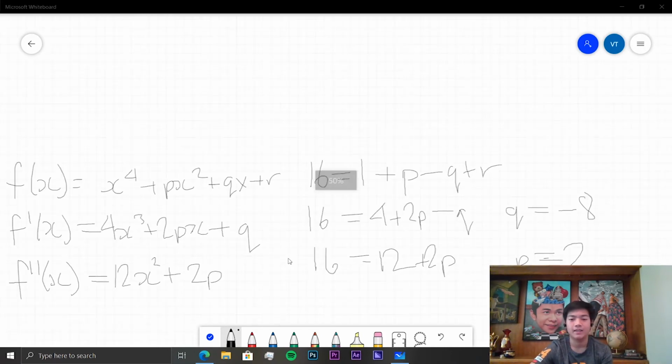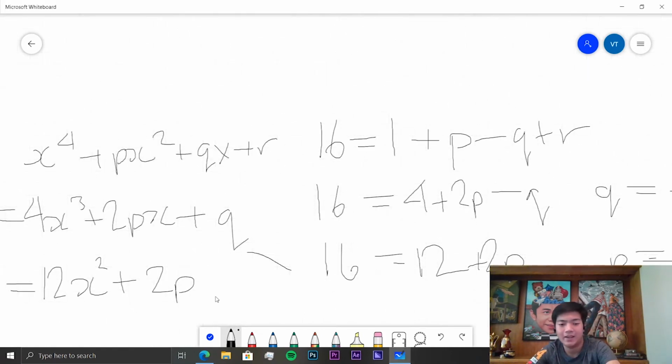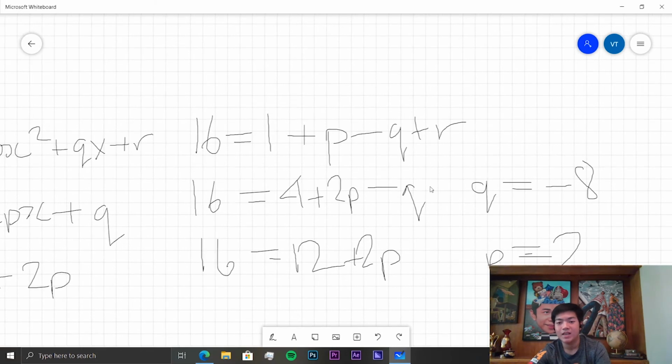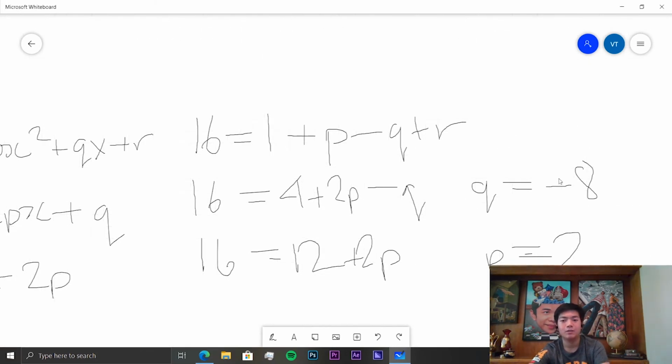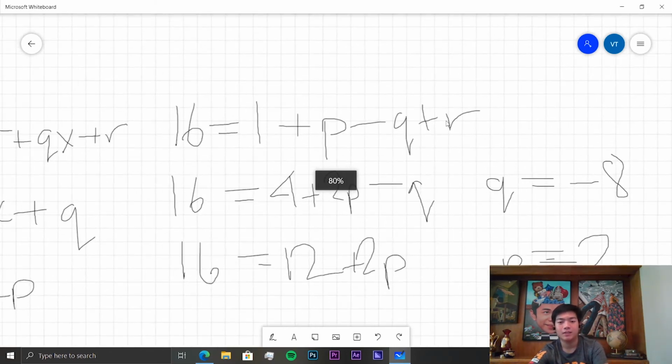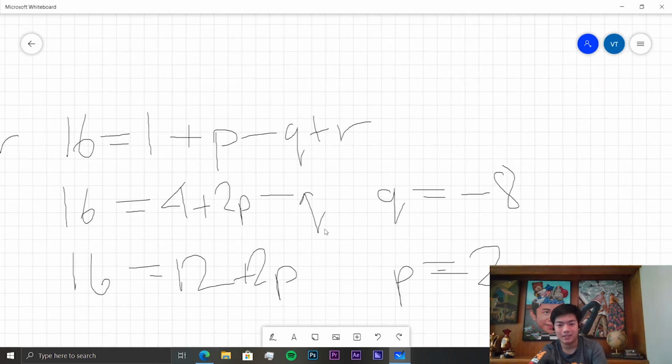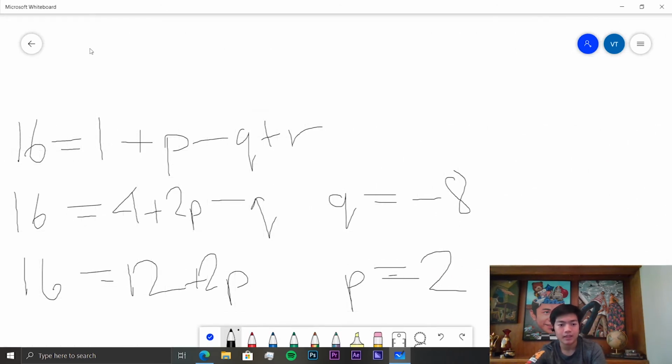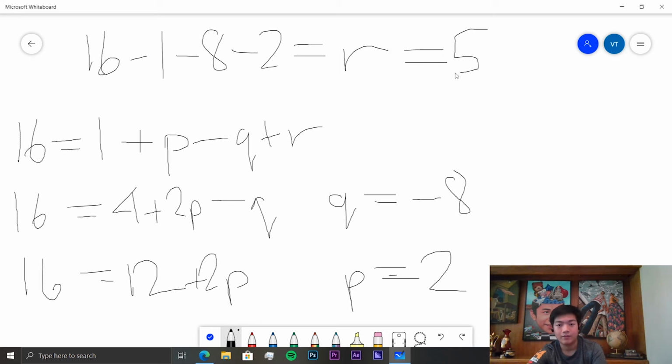Hello, I'm back. And so what I figured out is that I was being silly, and this is actually minus q, which should be -8. So this r value should actually be 16 minus 1 minus 8 minus 2 is equal to r. So that's equal to 5. So r should only be equal to 5.